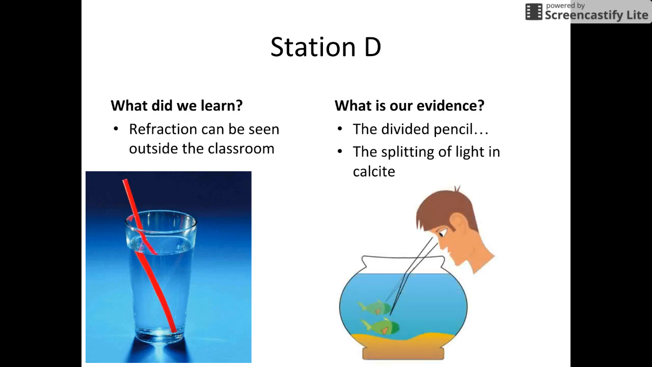The same thing is true if you've ever tried to look at fish in an aquarium. If you look at them from the top or the side or the front of the aquarium, you're going to see the fish appearing in very different places. The fish may not necessarily be jumping from place to place. It's really just your angle of light traveling from the object to your eyes.